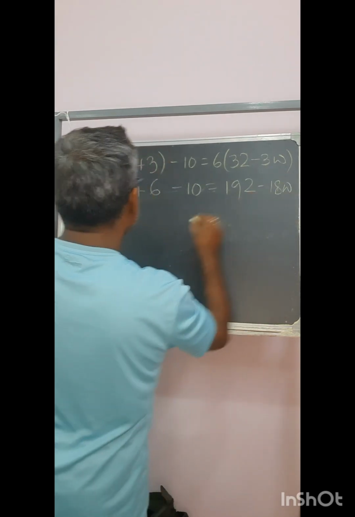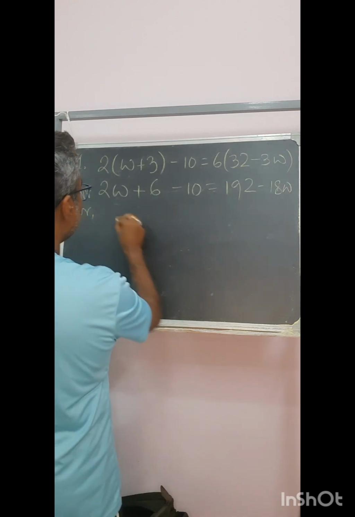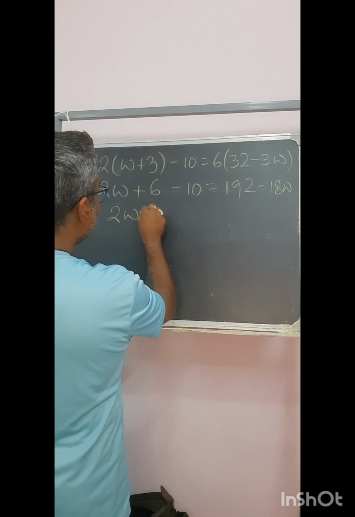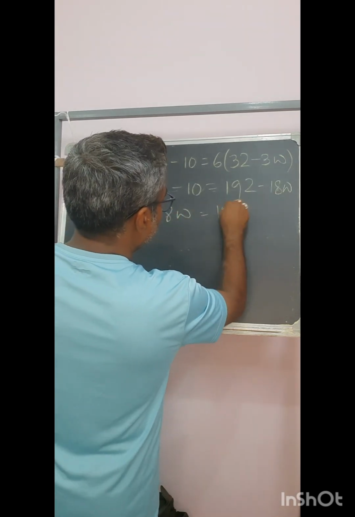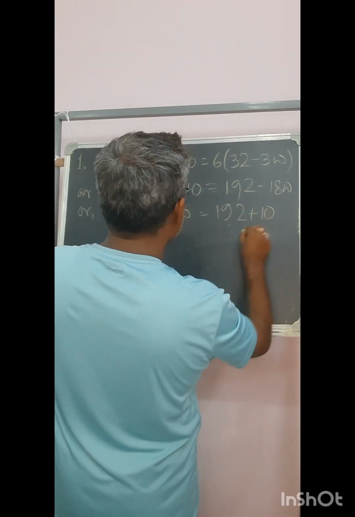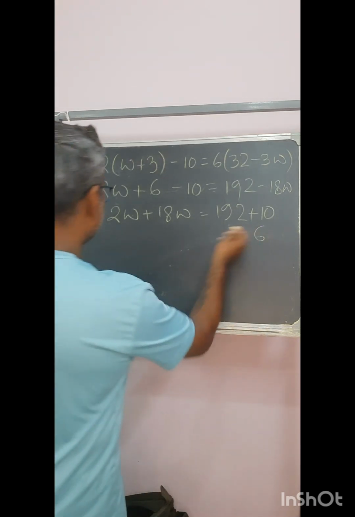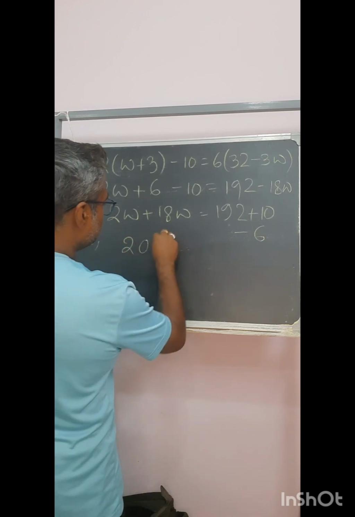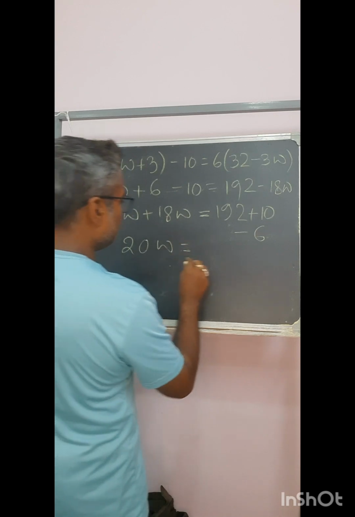So as per the rule, you have to bring all the variables to one side: 2 omega, this is a sign of omega, then 8 omega, and you have to bring all the constants to the other side. As the rule says, you have to change the sign. I'm automatically doing that. Once you practice, it comes automatically as a habit. So there is no worry for that. Just think, when you cross the equal sign, you have to change the sign.